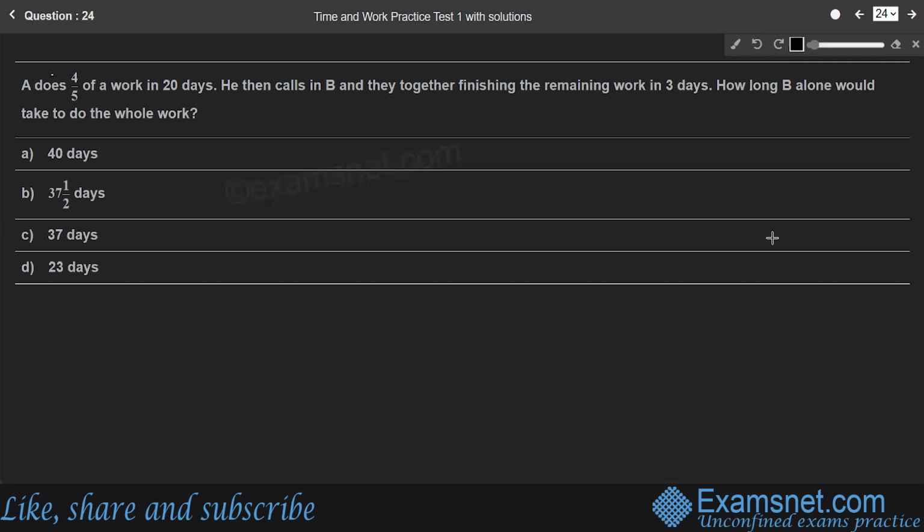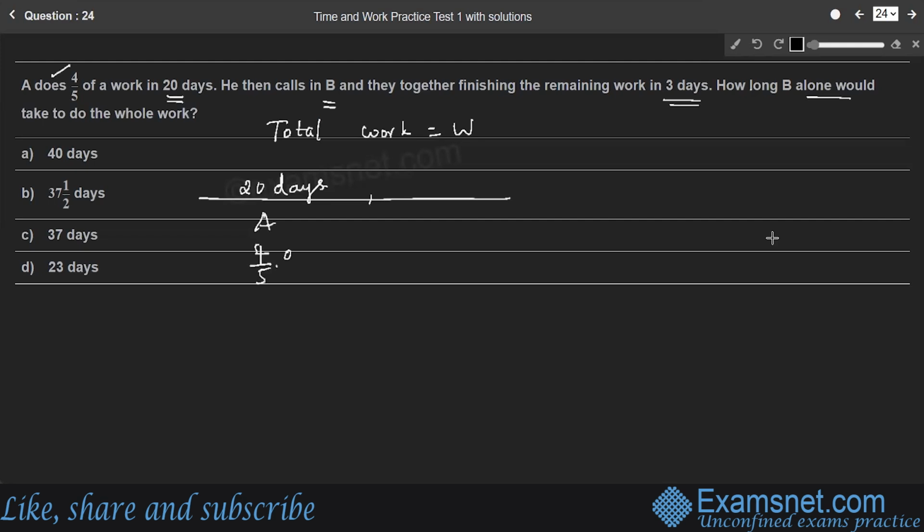Question 24. A does 4 by 5 of a work in 20 days. He then calls B and they together finish the remaining work in 3 days. How long would B alone take to do the whole work? So here, students, if we consider total work as W, for 20 days A alone does the work, and he does 4 by 5 part of the total work.